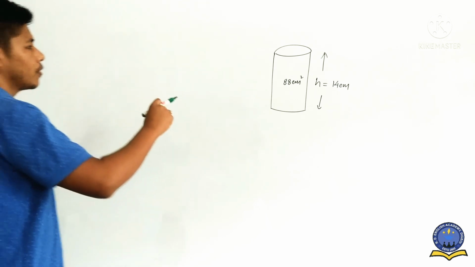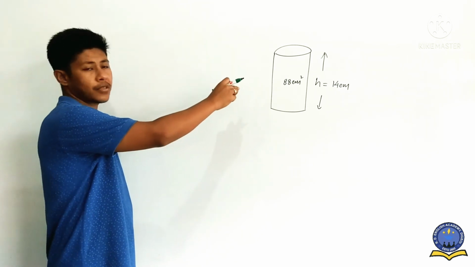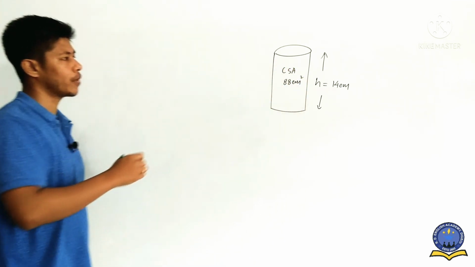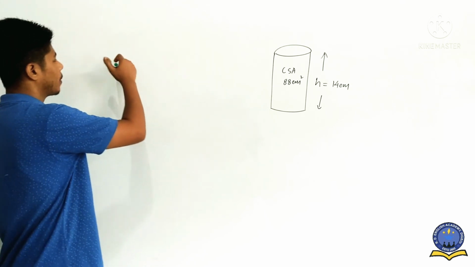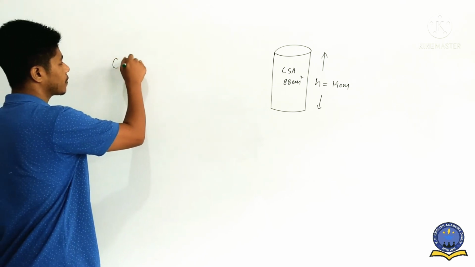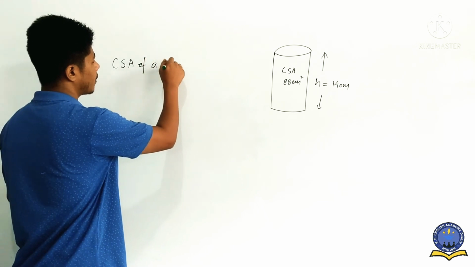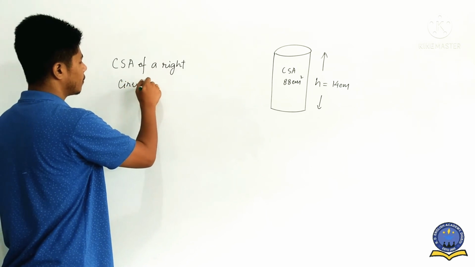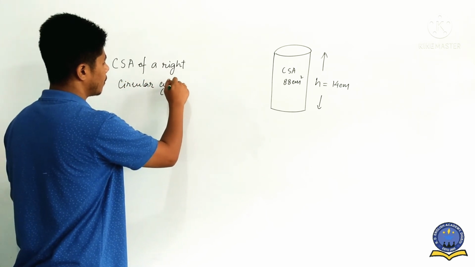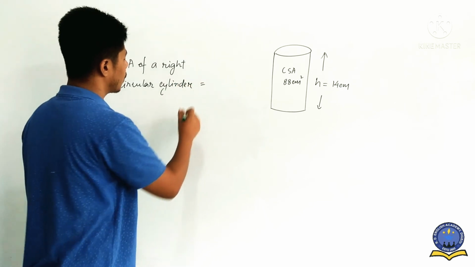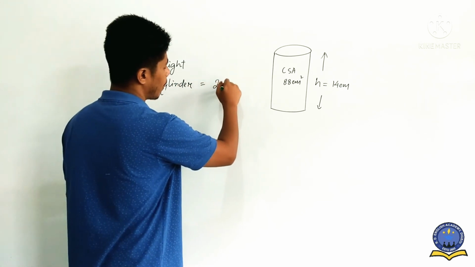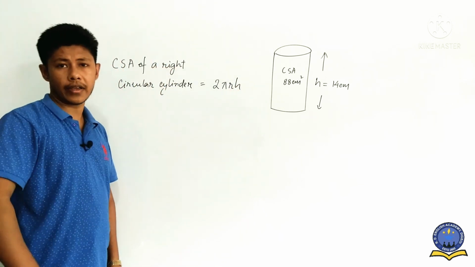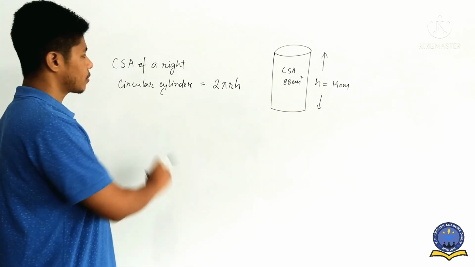So in this case, what do you have to do? The height is given and the curved surface area is given. First of all, we have to write down the formula. The curved surface area of a right circular cylinder, the formula is 2 pi RH. This is the formula of the curved surface area of a right circular cylinder.